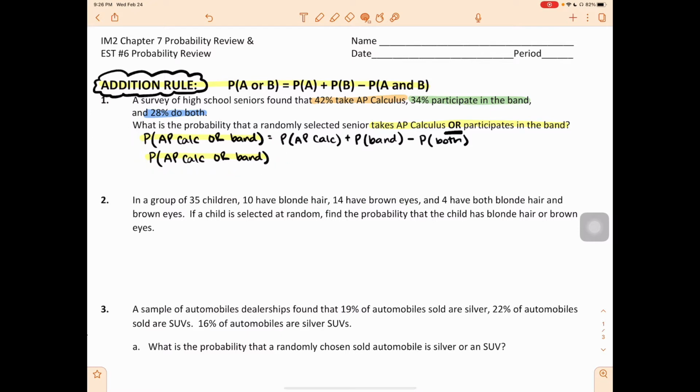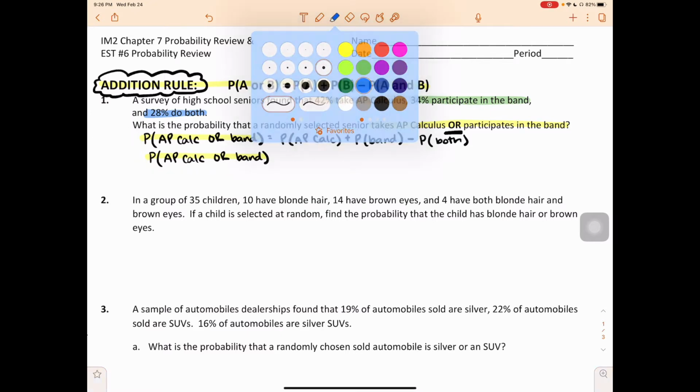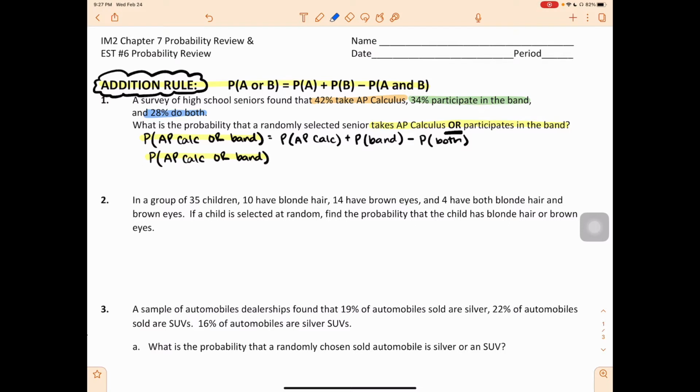So what we can do now is put in the probabilities that we know. So we know that 42% take AP Calculus. So the probability that a senior is in AP Calc is 42%. So you guys see here, a common mistake I see students do is they keep the P, but that's not correct. This would be saying the probability of 42%. But no, we know that the probability of AP Calc is 42% of a student being in AP Calc. So that's where the 42% goes here, okay?